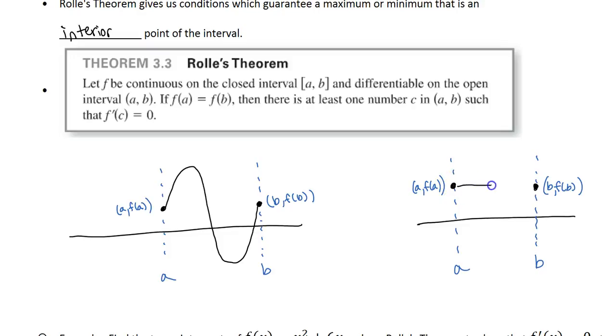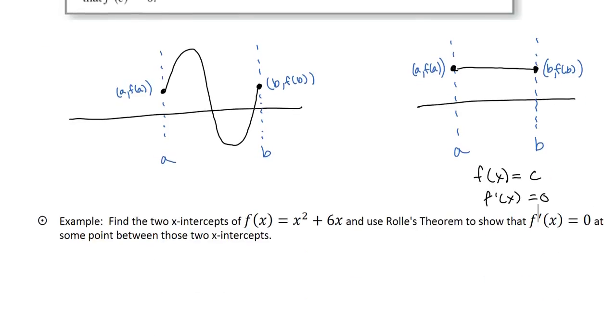Or it could just go straight across and be constant, in which case f of x is equal to some constant c, so the derivative is equal to 0 for the whole interval. So there's got to be at least one point inside that interval for which the derivative is equal to 0 if the two endpoints are the same y value. So let's look at an example.